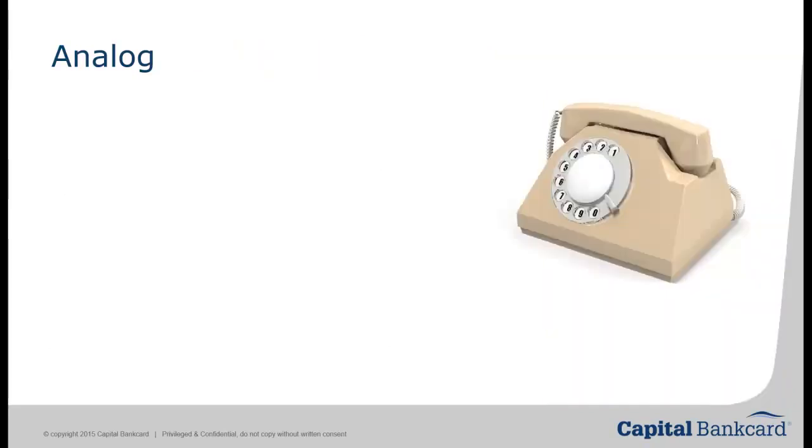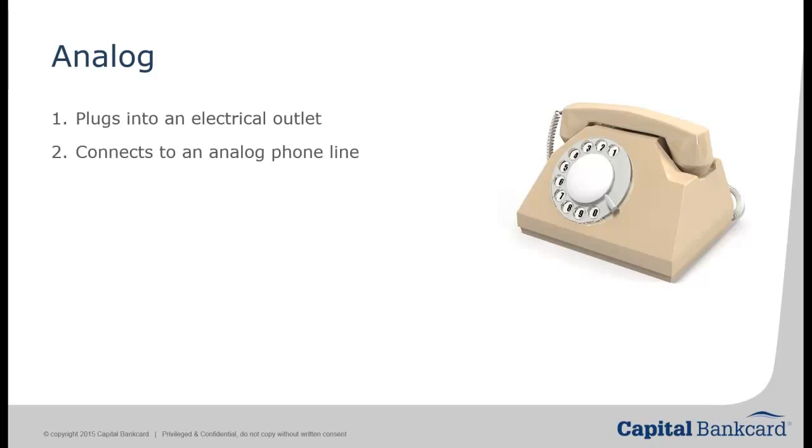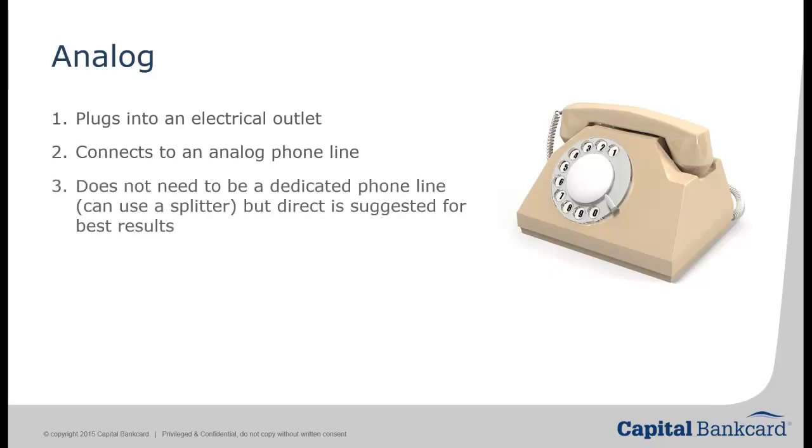Let's take a look. So let's start with analog terminals. Now one end is going to plug into an electrical outlet. The other end is going to connect to an analog phone line. Now, it does not need to be a dedicated phone line. You can use a splitter, but direct is suggested for best results. So it's best to hook it up directly into the phone line if that is an option.